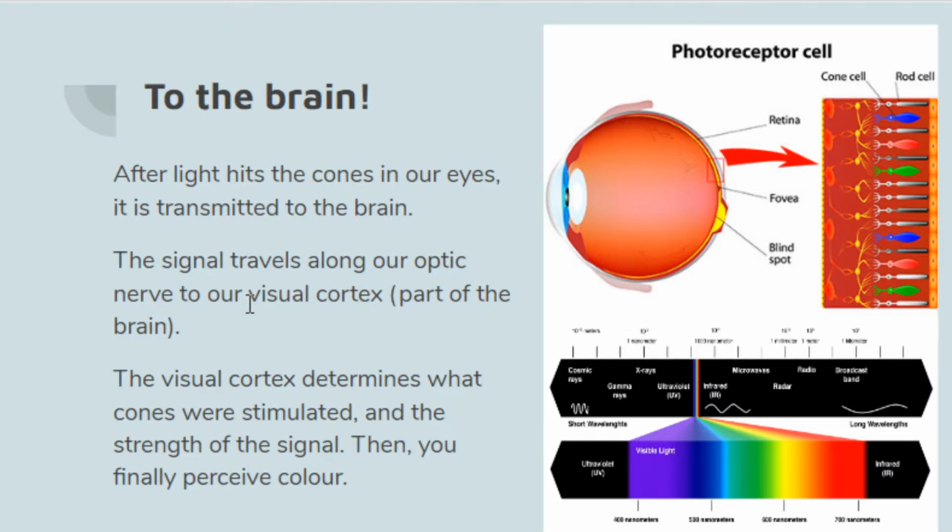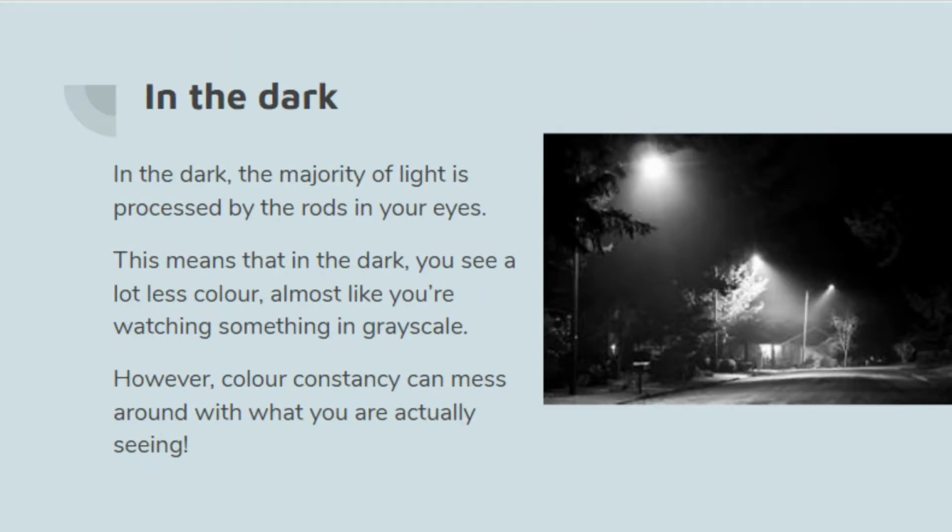So the signal travels along that optic nerve to our visual cortex, which is part of our brain. And the visual cortex determines what cones were stimulated. The strength of the signal is what determines the intensity. So then you finally perceive color. Between the cones that are stimulated and how strongly they were stimulated, that is processed by our brain, and then we actually perceive the color. So there's a delay. It's short, but there's a delay between what light is going into our eyes and what we're actually perceiving. It's kind of a weird thing to think about.